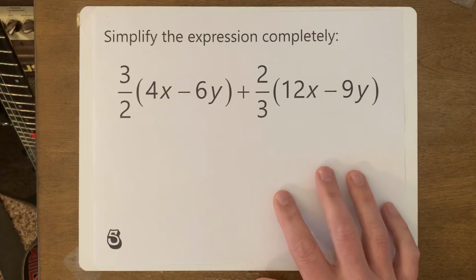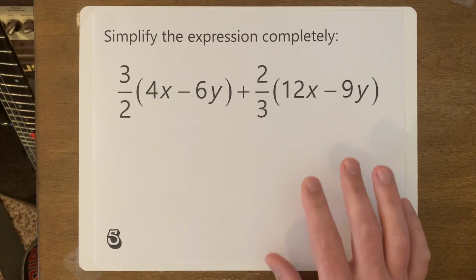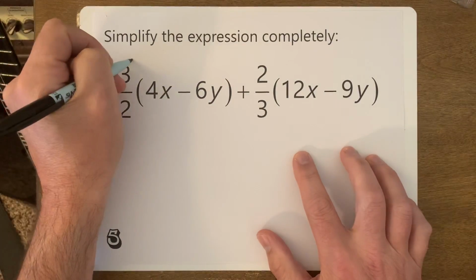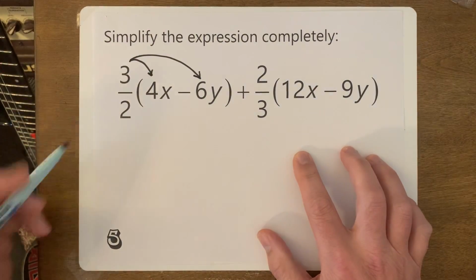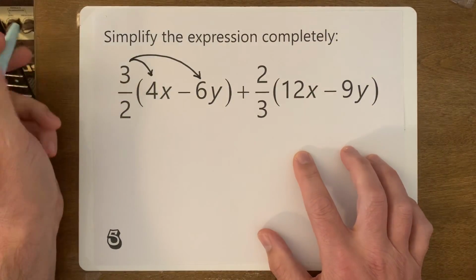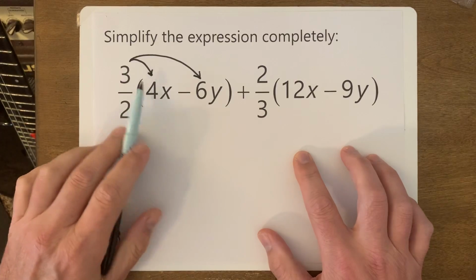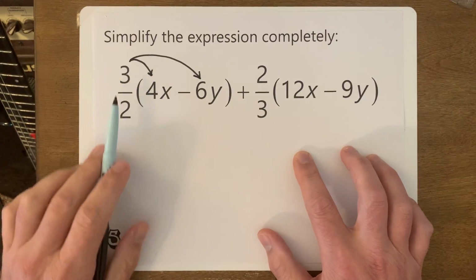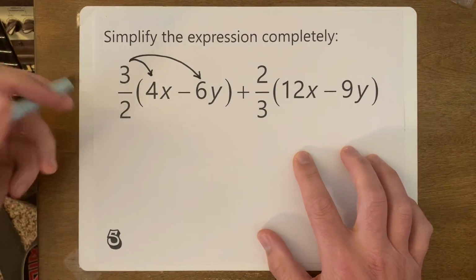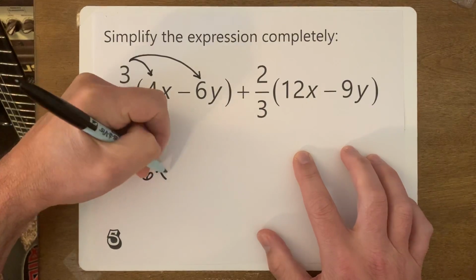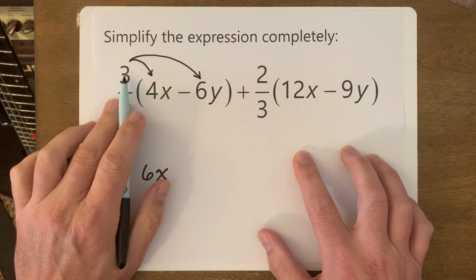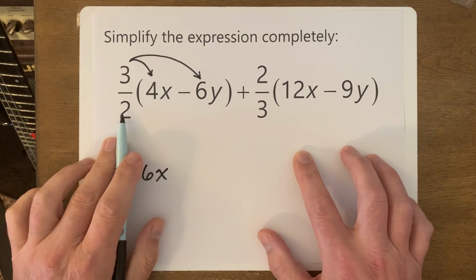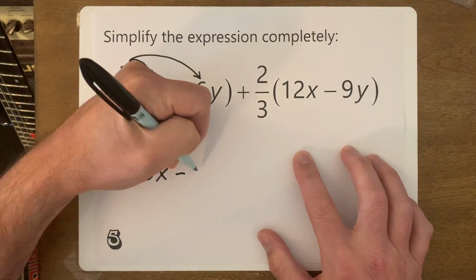You are going to get some with fractions, so let's see how we handle fractions. All right, we are going to have to distribute. So let's distribute this one first, and let's see what happens. 3 halves times 4. Let's think of it this way. 4 times 3 is 12. 12 divided by 2 is 6. And so we're going to get 6x for that one. Negative 6 times 3 is negative 18. Divided by 2 would be negative 9. So minus 9y.